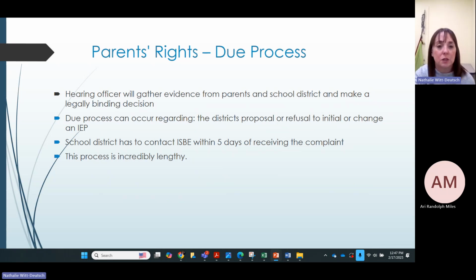As I mentioned before, it is incredibly lengthy. At that point in time for due process, advocates usually, not that they step back, they can still help, but it's better for trained lawyers to be involved in that process so that they can help guide the parents through their rights of the law through the due process agreement.